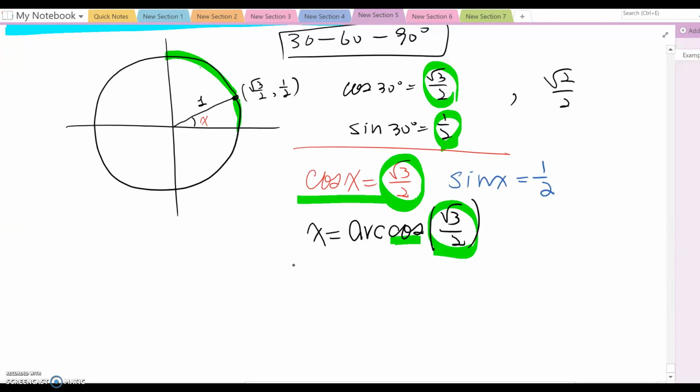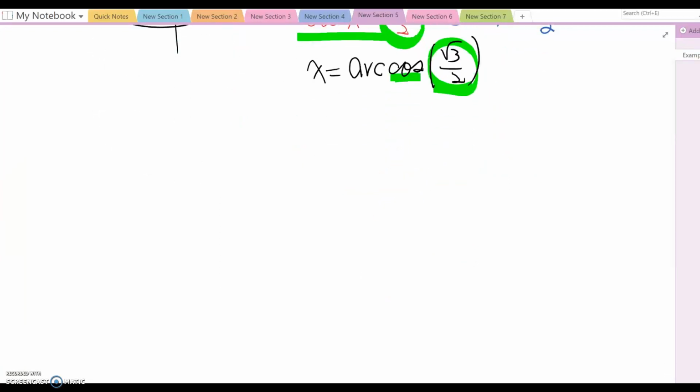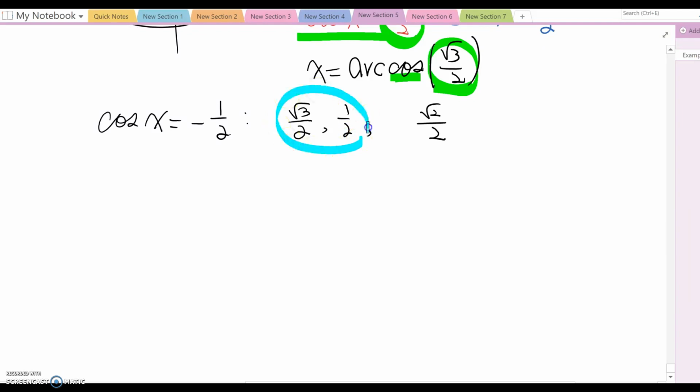So, let's go to an actual problem. Maybe I'm gonna just give you cosine x equals negative 1 over 2. Okay, then as I told you, this is one of the values I ask you to memorize: root 3 over 2, 1 over 2, and root 2 over 2. These are all from the 30, 60, 90 angle case, and this is from the 45, 45, 90 case. Okay, so let's do the unit circle.